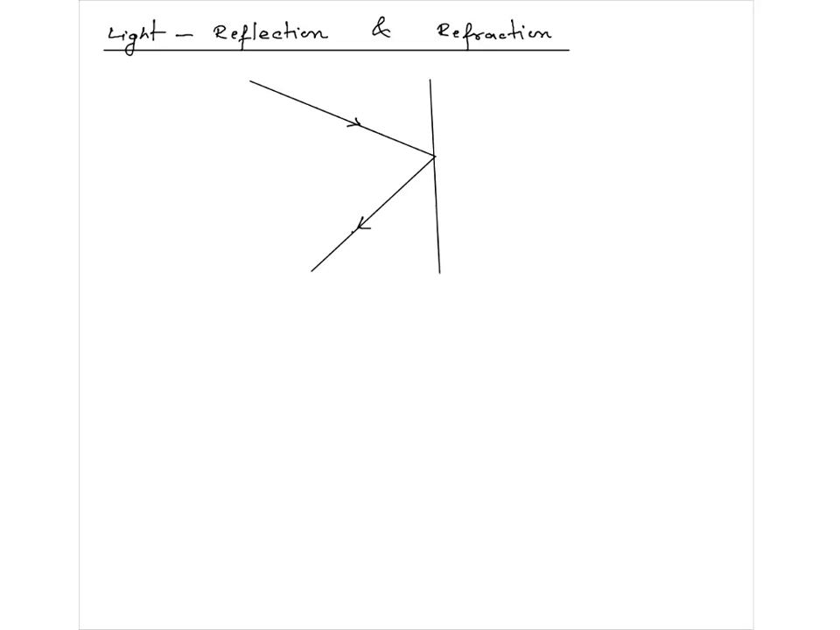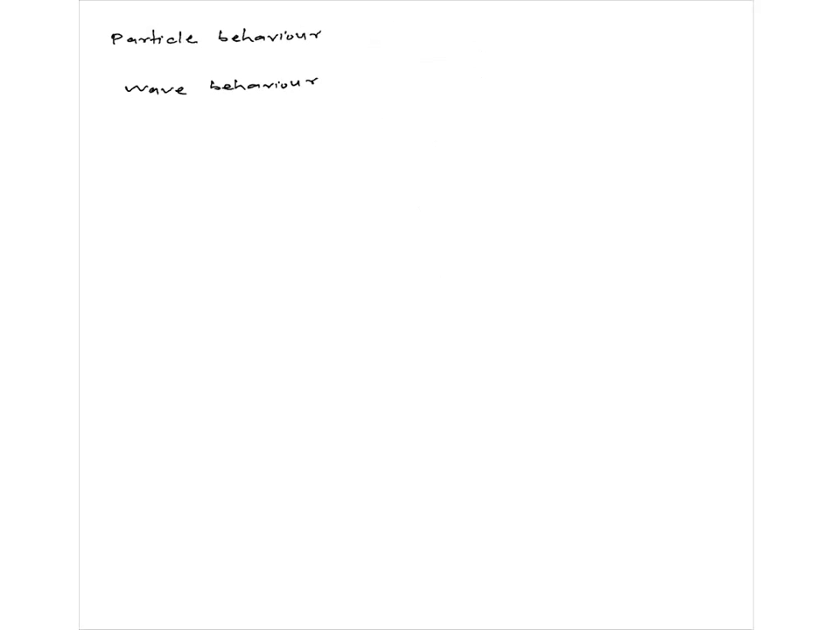Before we focus on reflection and refraction of light, a little bit of background. Historically, a lot of effort was made to understand light. Newton first came out with what is called the corpuscular theory of light, that says that light is made of particles. Right? That was a long time back.